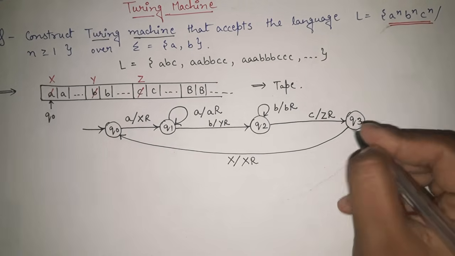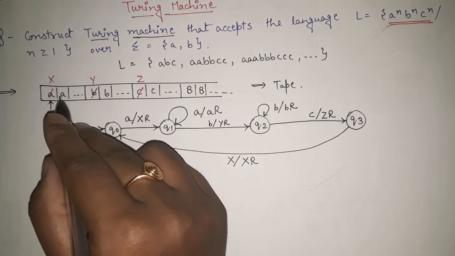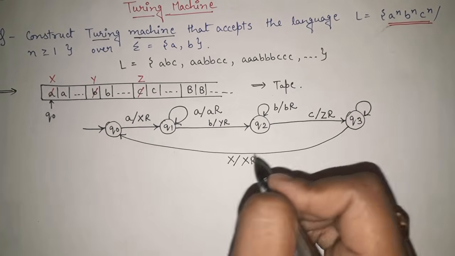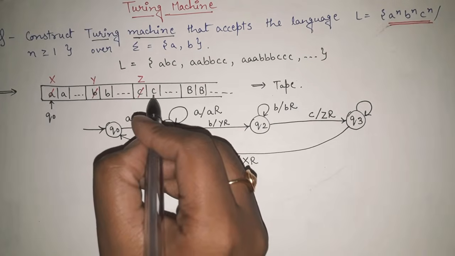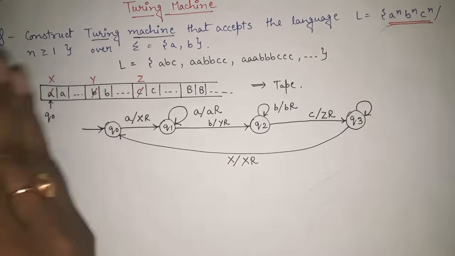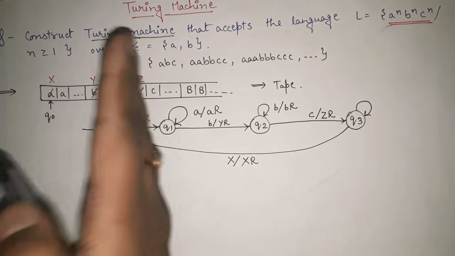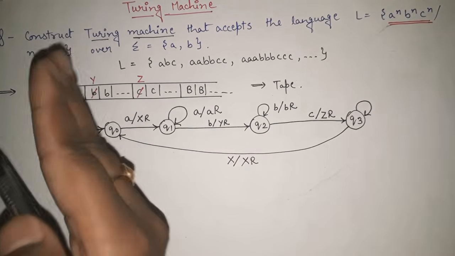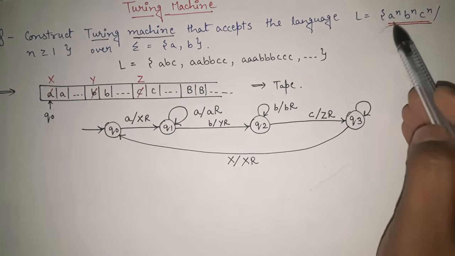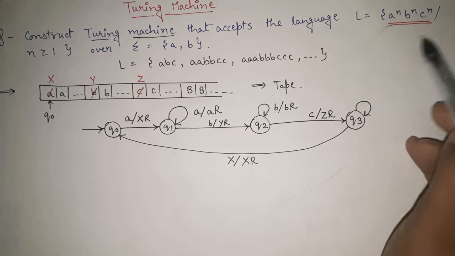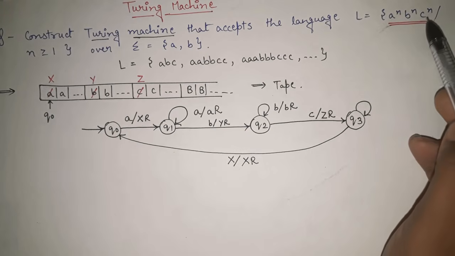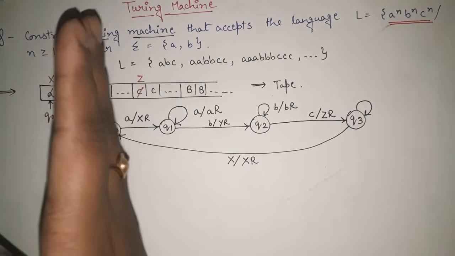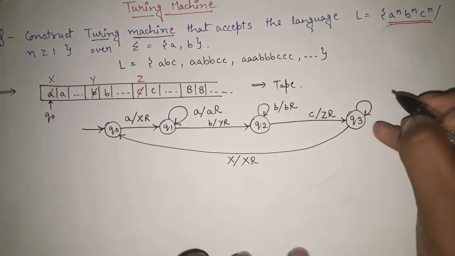Now what are the other possibilities in this Q3? One possibility is I will go and search for second A. The other possibilities are that I have to go one by one to the left, because this is a tape. After A I was moving right, after B I was moving right, but after C I cannot. My given language is A raised to N, B raised to N, C raised to N. That means C is my last symbol, there is no other symbol after C. So once I reach C, I will no more go right, I have to go left after that.